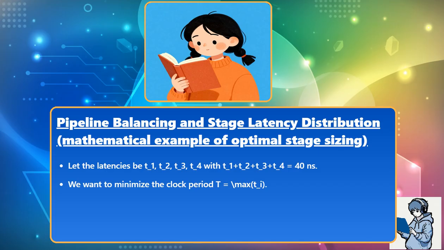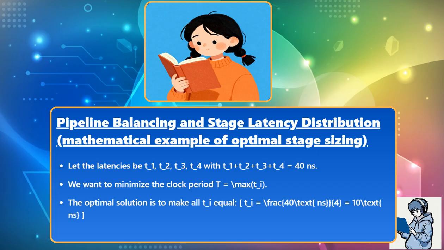We want to minimize the clock period T equals the maximum of Ti. The optimal solution is to make all Ti equal. Ti equals 40 nanoseconds divided by 4 equals 10 nanoseconds. Thus the clock can run at 1 over T equals 100 megahertz.